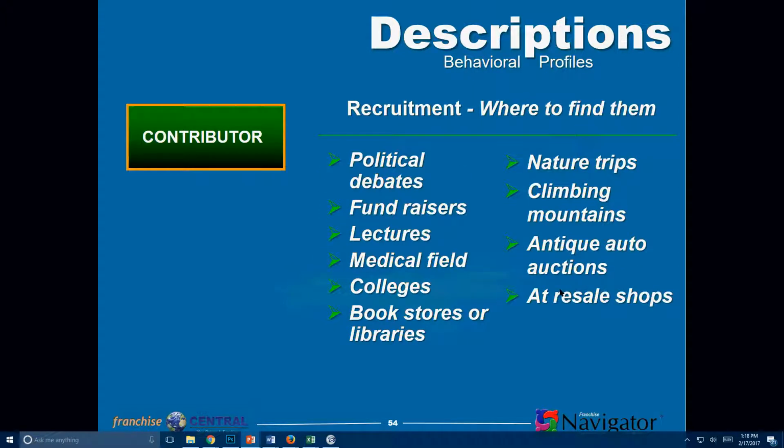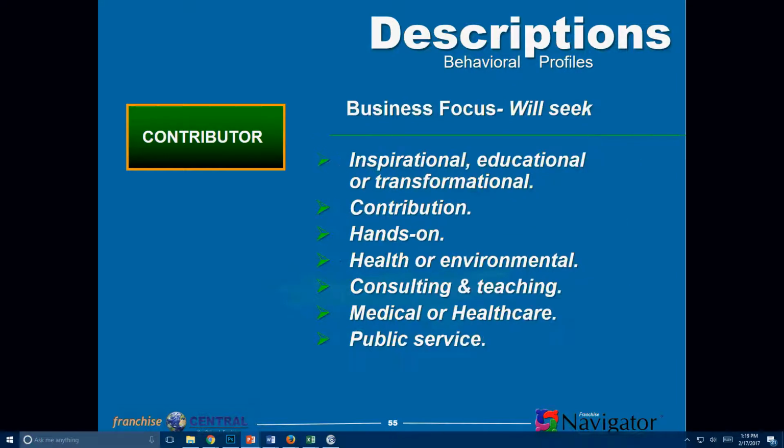Where do you find them? Political debates, fundraisers, lectures, anything dealing in the medical field, colleges, universities, bookstores, libraries, nature trips. You know, people that go on these hikes to Kilimanjaro, they tend to be high contributors. They love climbing mountains. They love the antique auto auctions and resale shops. They like things that are inspirational, educational, and transformational.